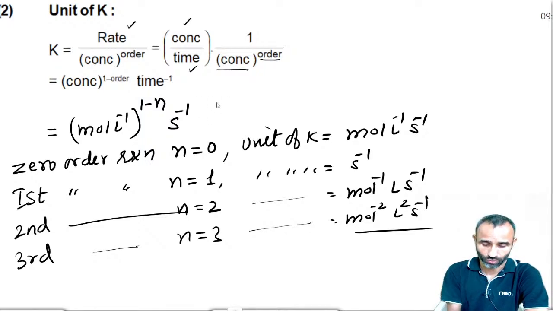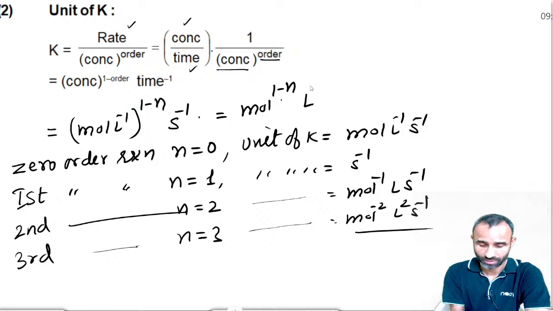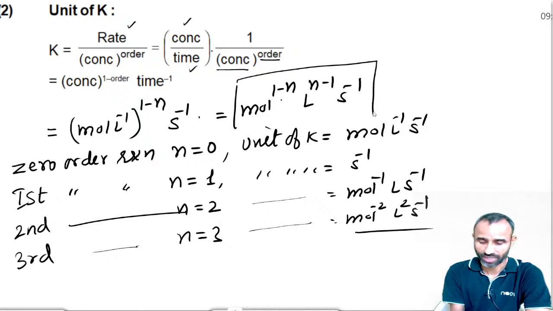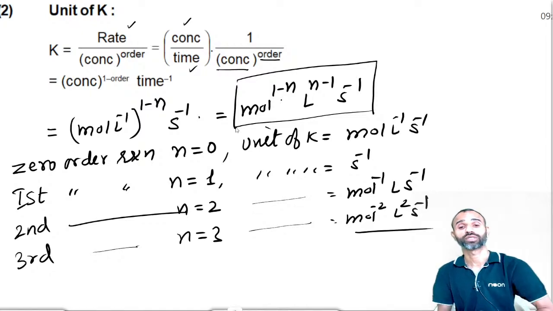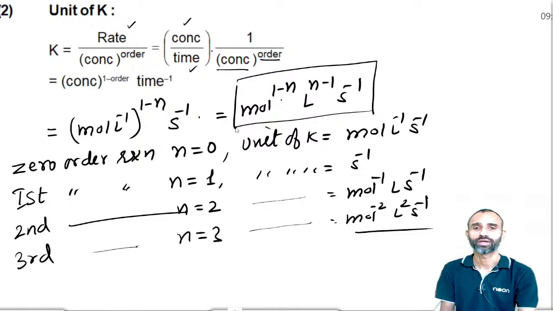In this way you can figure out that the unit of the constant K depends on the order of the reaction. It can be written as mole raised to power 1 minus N, liter raised to power N minus 1, per second.